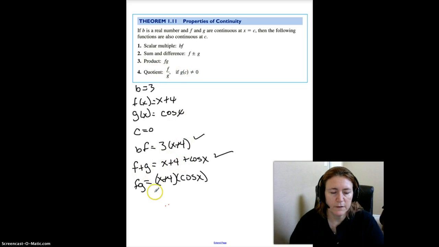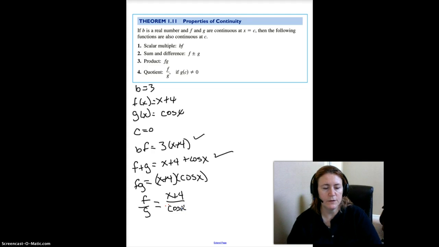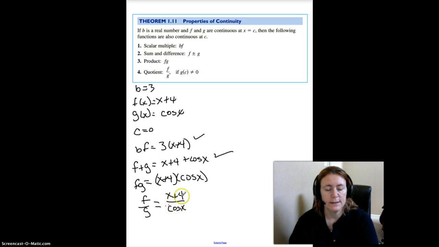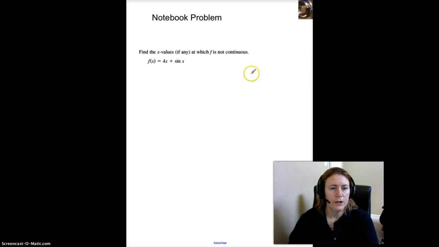Now, quotient, you have to be a little careful. f divided by g is continuous if and only if g is not 0 at that point. So this would be x plus 4 divided by cosine x. Now, at c equals 0, indeed, it is still continuous because it is not 0 in the denominator. All right, your turn. Turn off the tape.